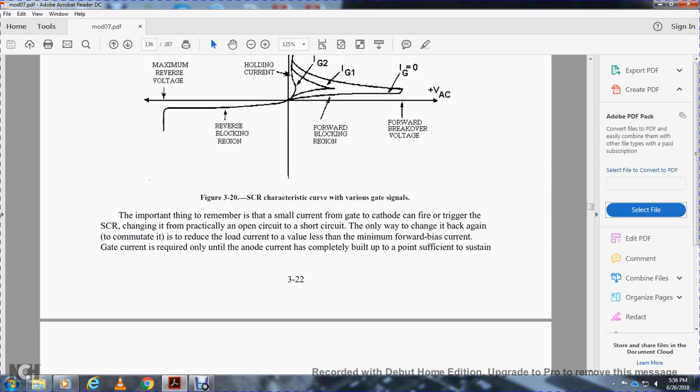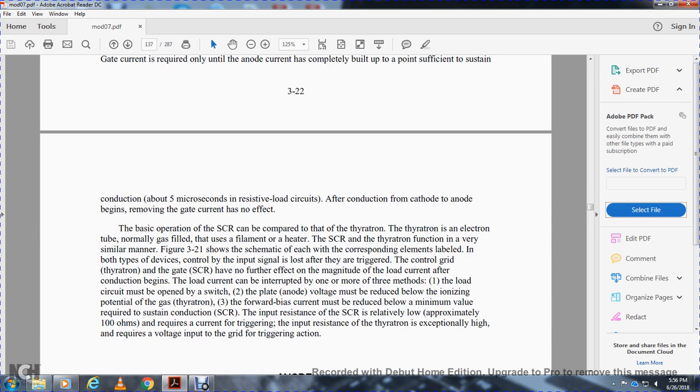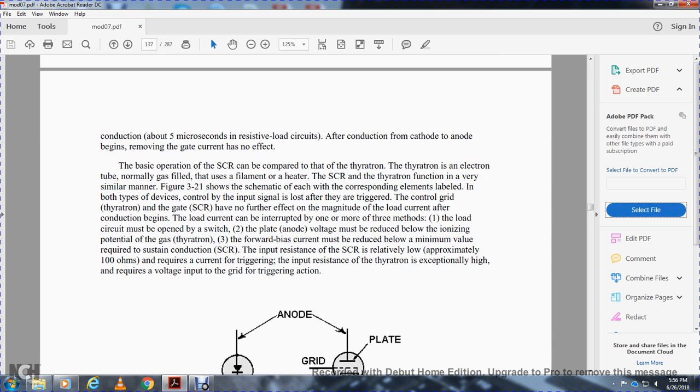The important thing to remember is that a small current between the gate and the cathode can fire, or trigger, the silicon-controlled rectifier from practically an open circuit to practically a short circuit. The only way to turn it back off is to reduce the load current below the minimum forward bias current value. Gate current is required only long enough, about 5 microseconds with resistive load circuits, to sustain the conduction. After conduction from cathode to anode begins, the gate current has no effect.